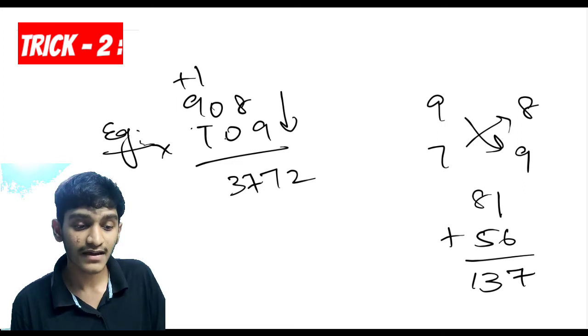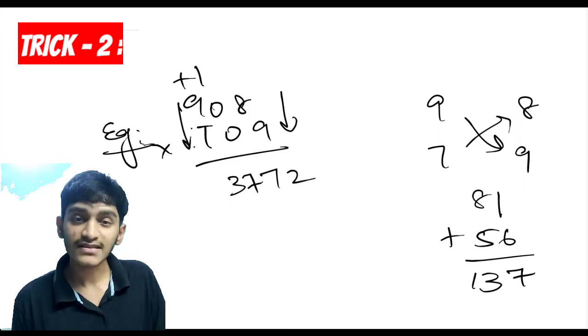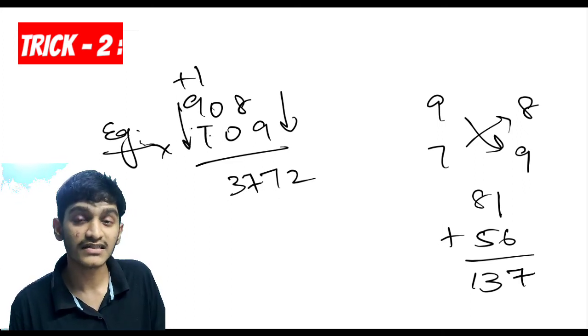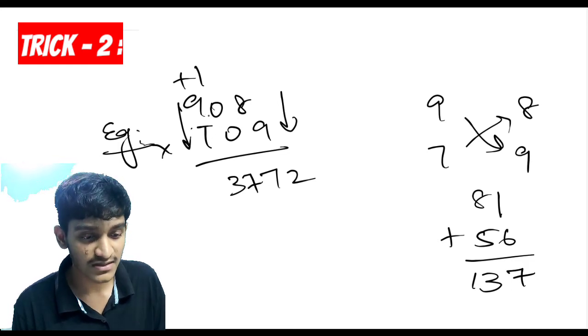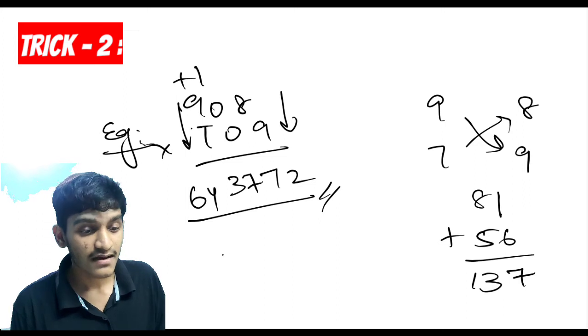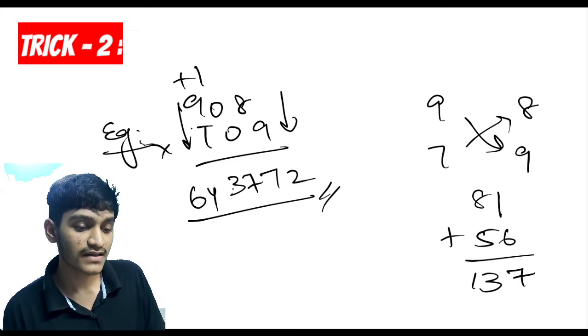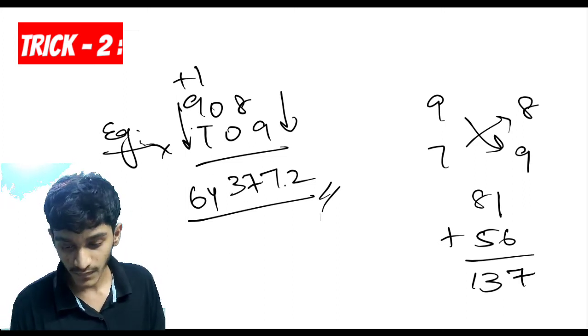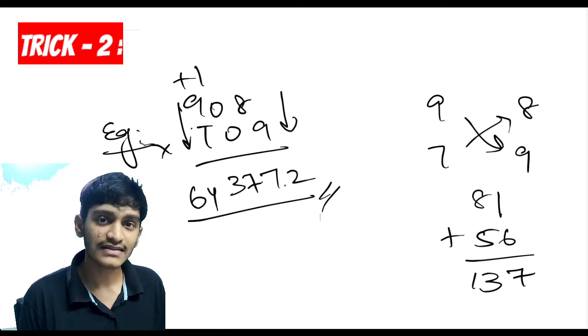So now I have a carry. Now again you multiply them: 9 7s are 63. 63 plus 1 gives me 64. Now 64 is my final answer. Hence 908 times 709 gets me 643772. So that was the final answer.